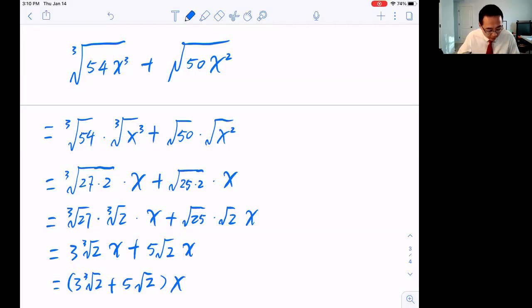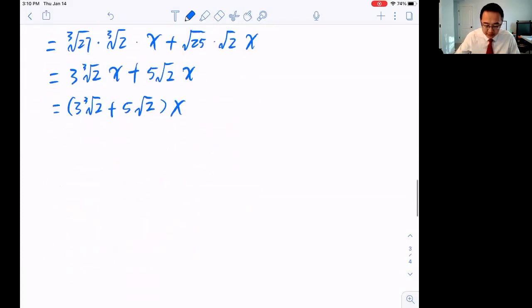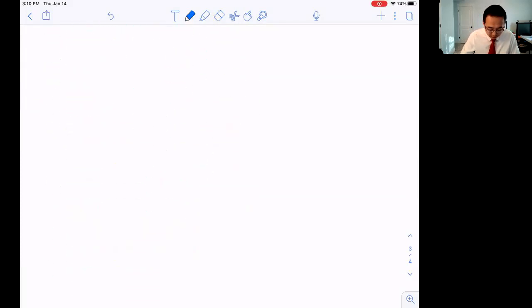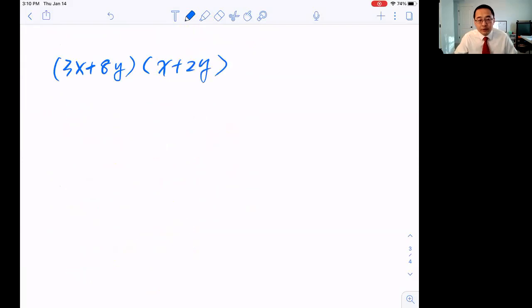And you guys all remember the FOIL rule or FOIL method of multiplying through parentheses, right? So if I have 3x plus 8y times x plus 2y, and I want you to expand this into a normal expression without parentheses. Do you remember how to do that?